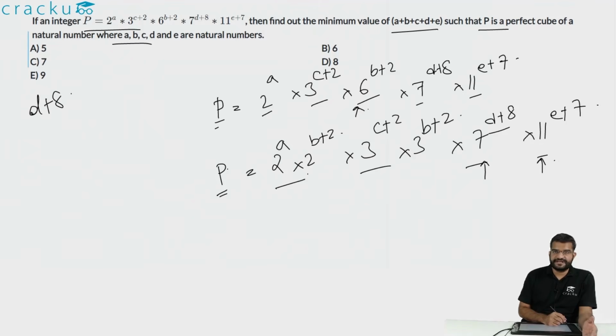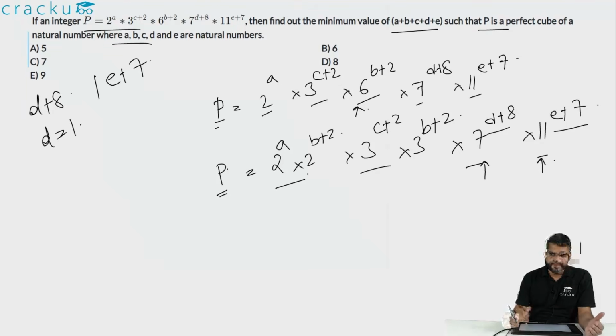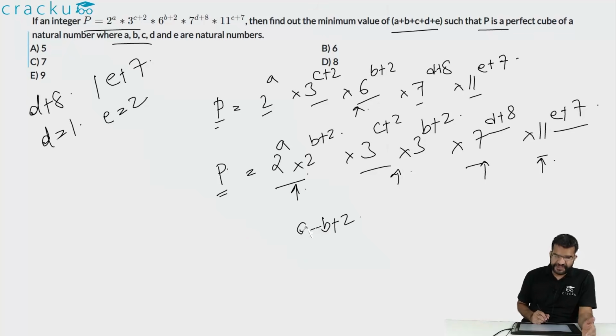So what is the smallest possible value of d given that d is a natural number? The smallest possible value is that d is equal to 1, and 1 plus 8 is 9, which is a multiple of 3. Similarly, we want e plus 7 to be a multiple of 3. So the smallest possible value of e is equal to 2, and in that case e plus 7 will equal 9. If you are looking at the powers of 2 and 3, the power of 2 is a plus b plus 2. This has to be a multiple of 3, and the power of 3 is b plus c plus 4. This also has to be a multiple of 3.